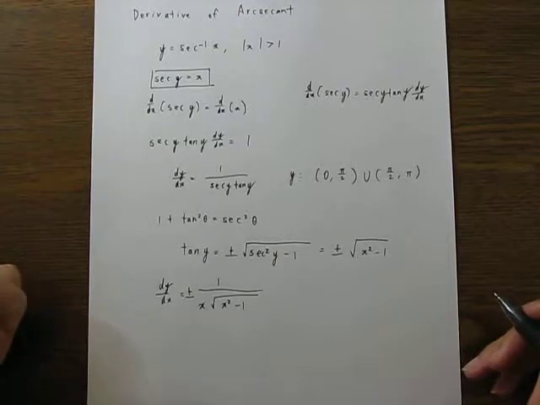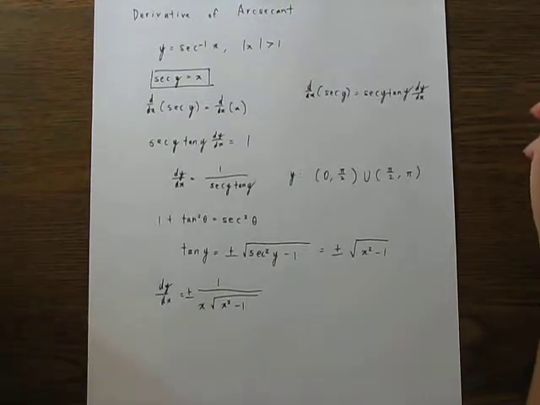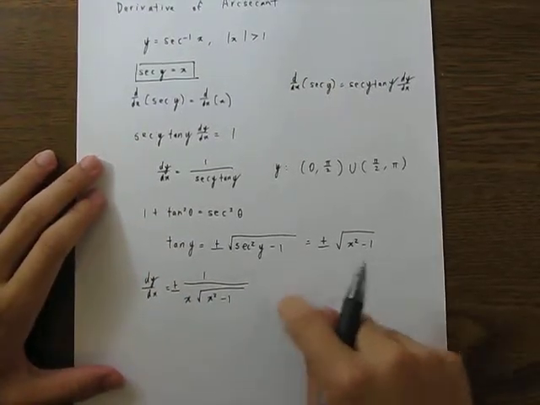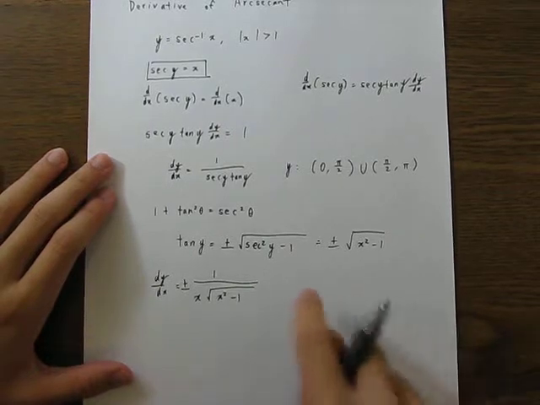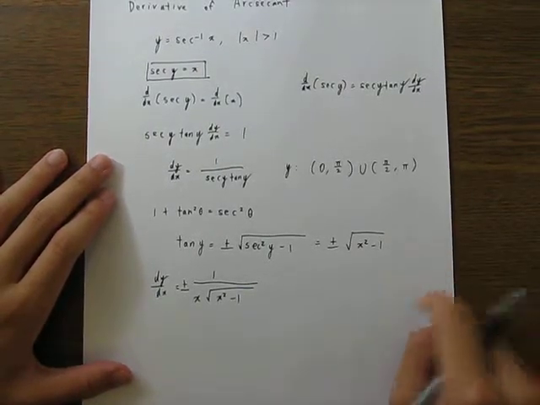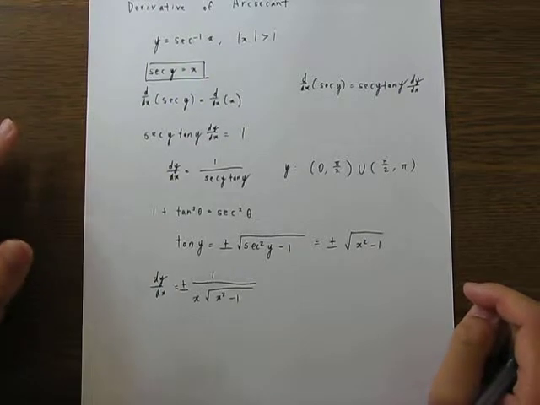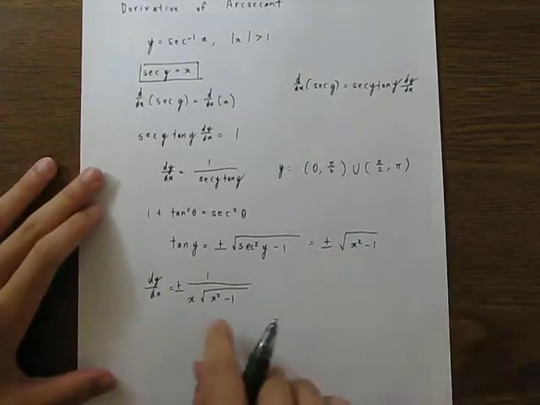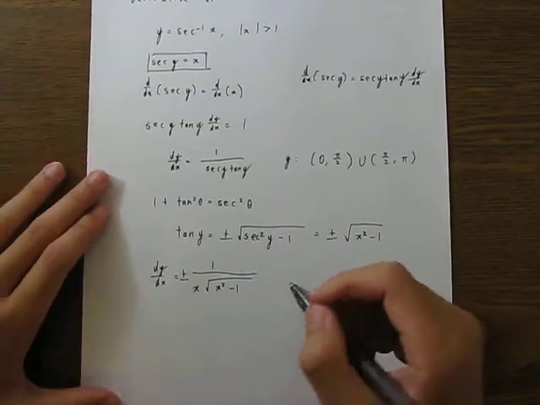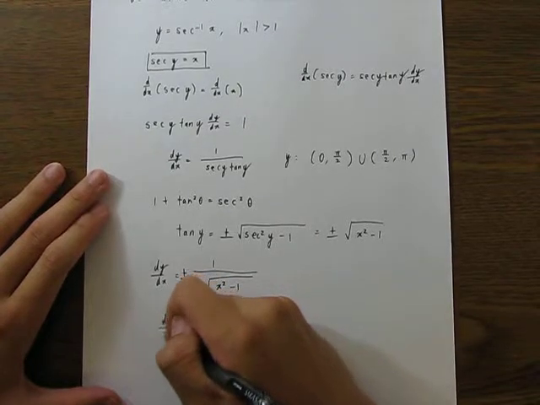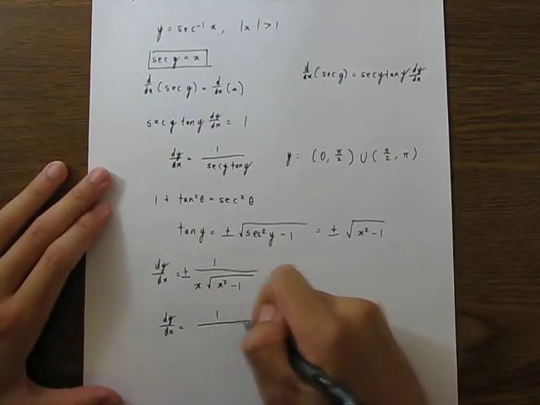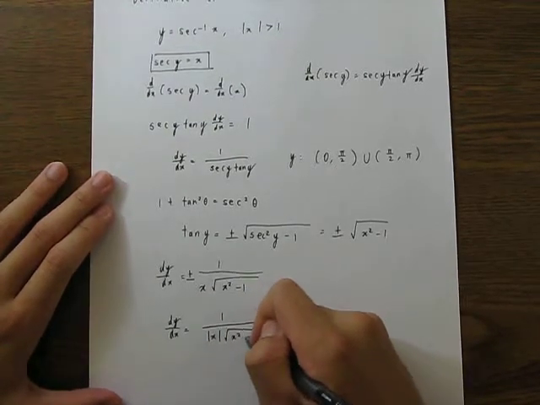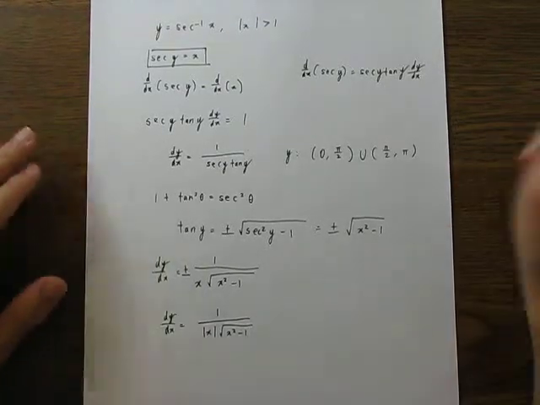Now, you're probably asking yourself, can we do anything about the plus or minus sign? If we were to expand this, it would be a piecewise function, with a big bracket: for positive, x greater than 1, and for negative, x less than negative 1. But with the absolute value symbol, we can write a single expression that eliminates the plus or minus ambiguity. So dy/dx equals 1 divided by the absolute value of x times the square root of x squared minus 1.